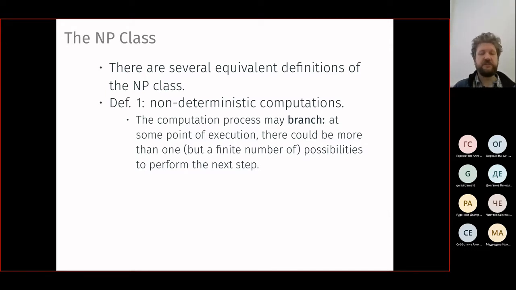What does this mean? In a usual computational system, the machine always knows what to do. So there's a specific instruction which tells it, if that, then do that. If that, then do that. In a non-deterministic computation, at some point, there could be several options. So there are several possible next steps. So the machine could make, as they say, a non-deterministic guess.